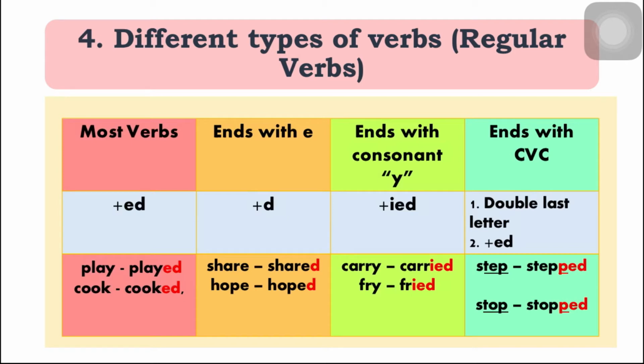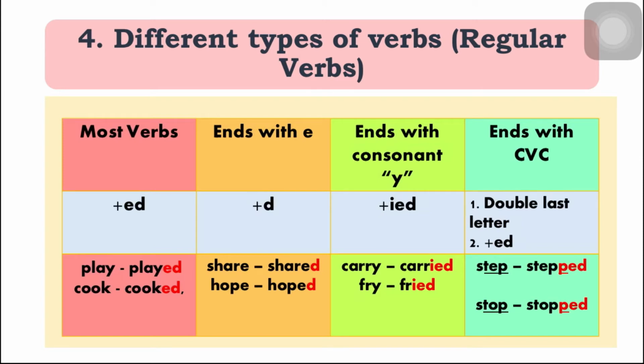Most verbs, we only add ED to the word. For example, play becomes played, cook becomes cooked. And the second one ends with E. So for words that end with E, for example, share will become shared. Hope will become hoped. The third one is the verb that ends with consonant Y. For example, carry will become carried. Fry will become fried. The last one is words that end with CVC.